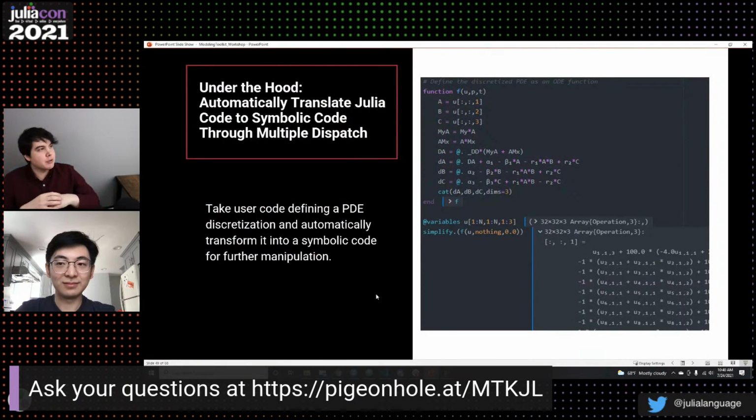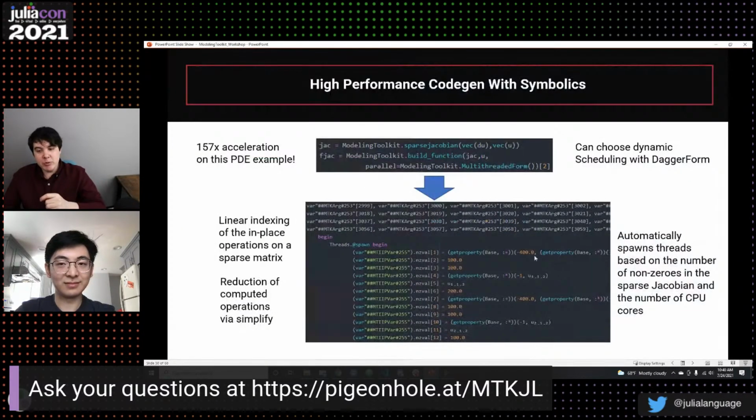And so what's really doing the code translation under the hood is that you can run these symbolic variables through your functions, and it generates symbolic versions of your functions. And Yingbo will show how this lets you transform partial differential equation codes into codes that are then generating functions that are parallel, that are for sparse matrices, and all these nice little tidbits.